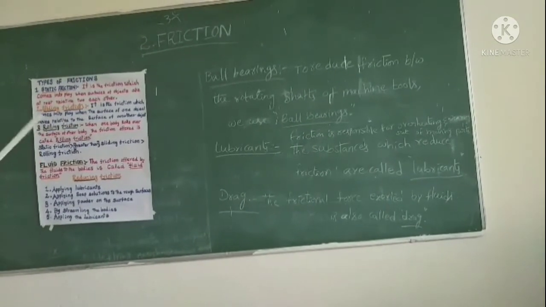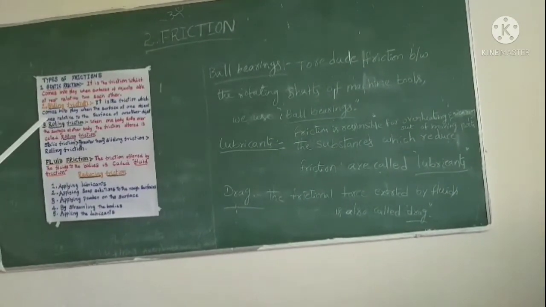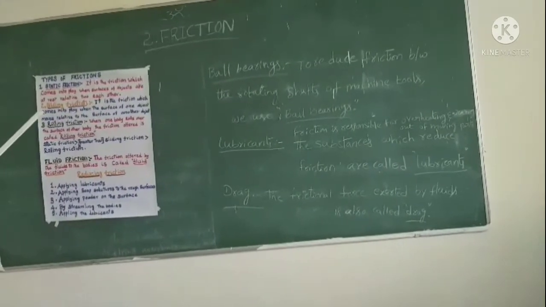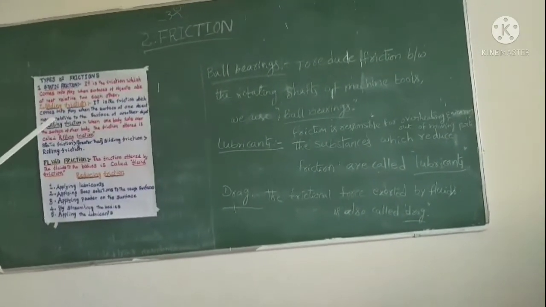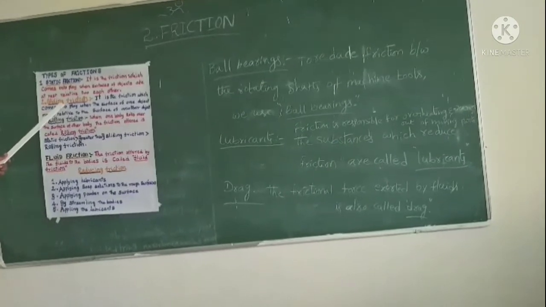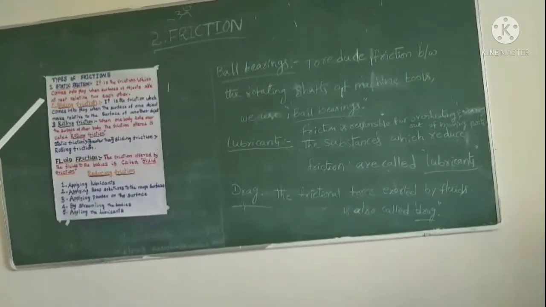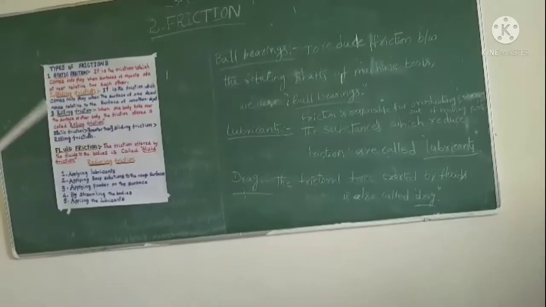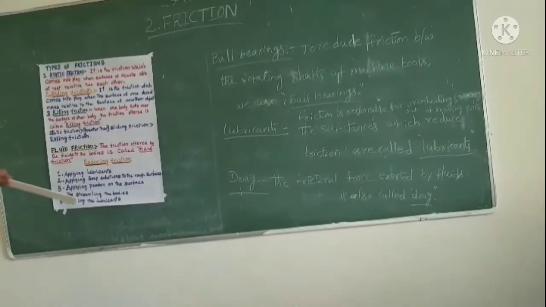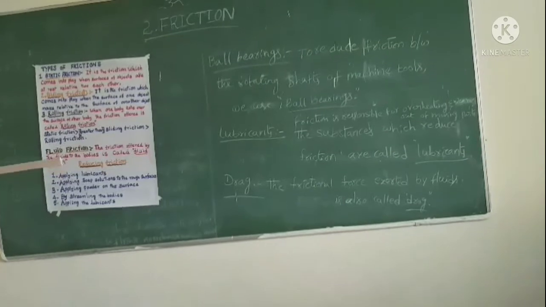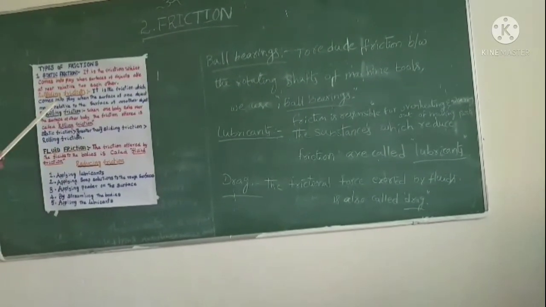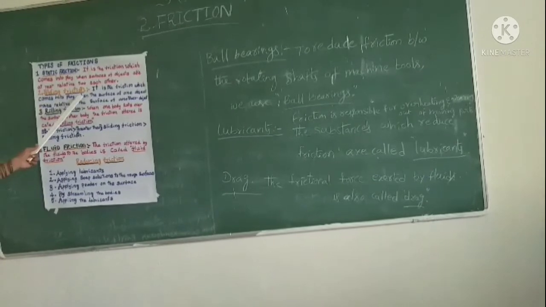The car moves on the road. The bus also moves on the road. The luggage is put on top of the bus. The luggage is at rest, so it has static friction. The car or bus in motion has sliding friction.